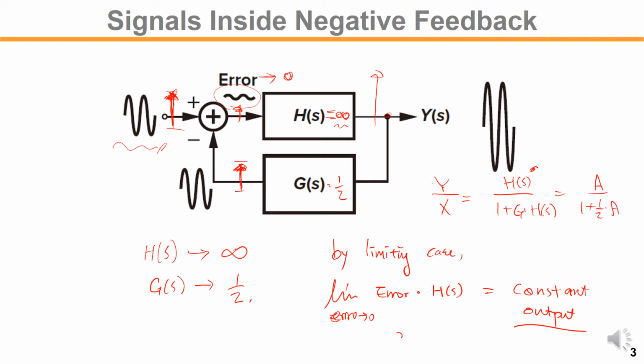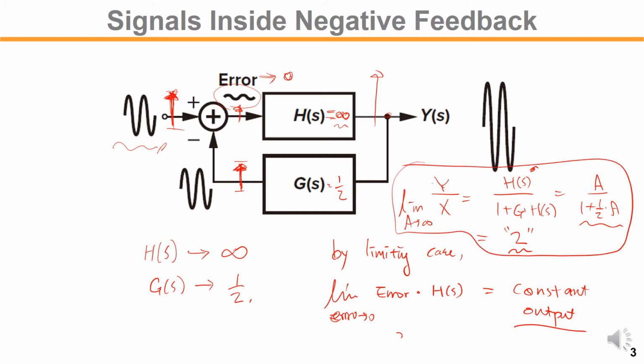In the limit where A goes to infinity, what would the overall gain be? It would be equal to 2. A constant gain is observed, so our signal is just amplified by 2x through this, right? This is something that we learned in the undergraduate courses, right?